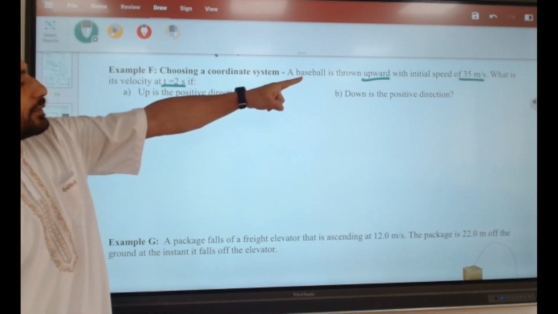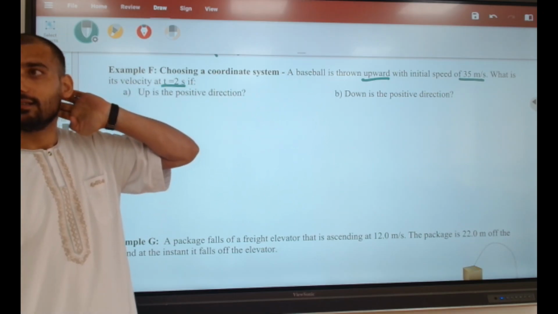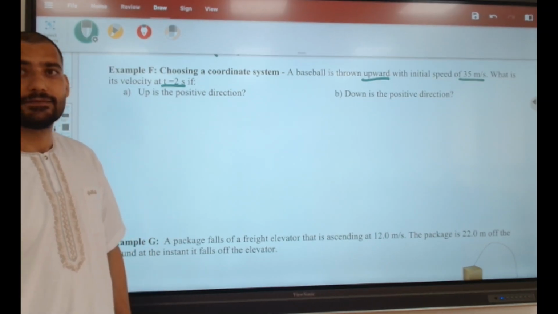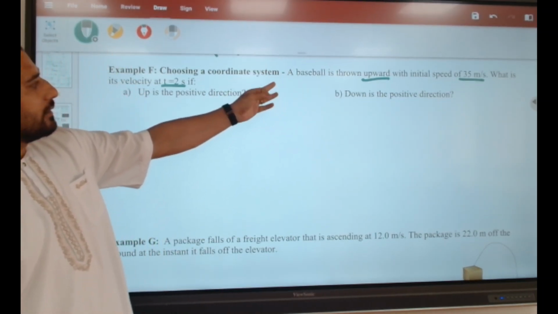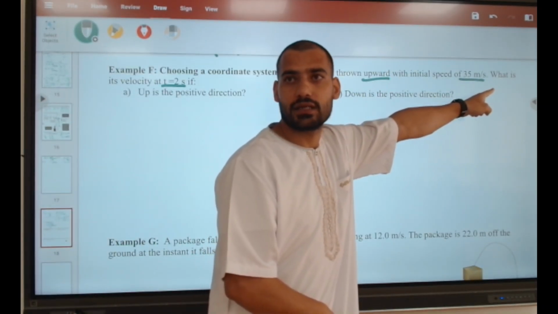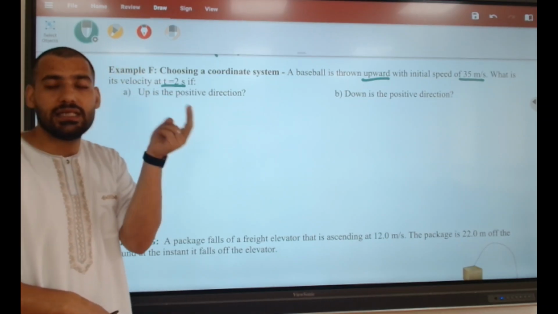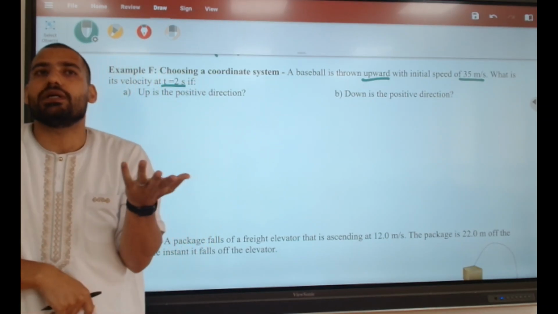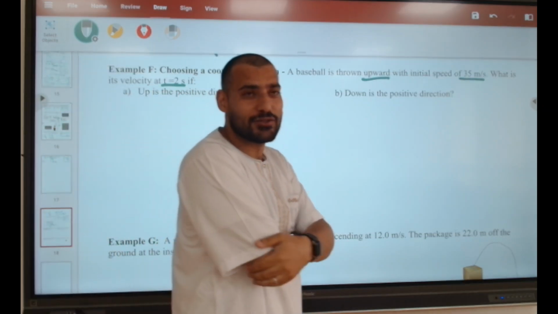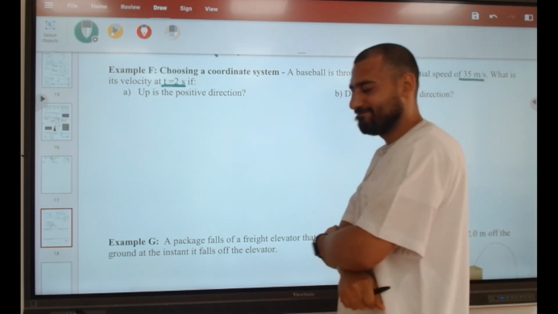It is 35 meters per second. 17.5? The question is, a baseball is thrown upwards with initial speed of 35 meters per second, isn't it? Yes. What is its velocity at t equal to 2 seconds? After 2 seconds, what will be its velocity? Try to solve it with the equations. Then I'll teach you the concept. Is it right?